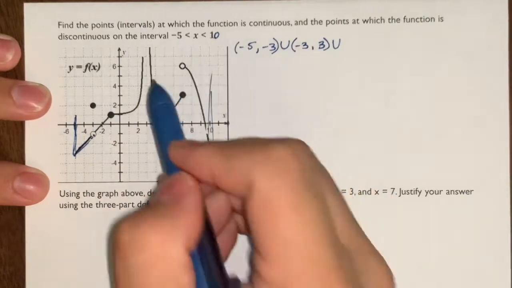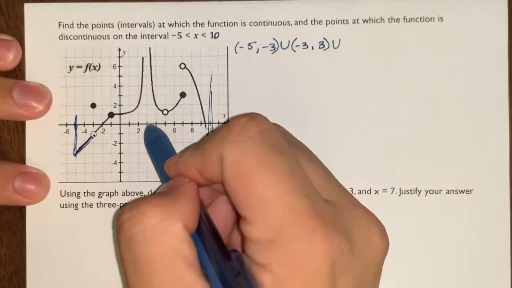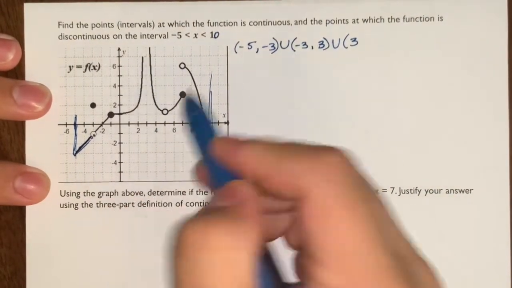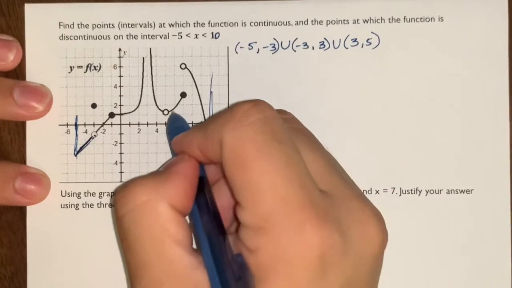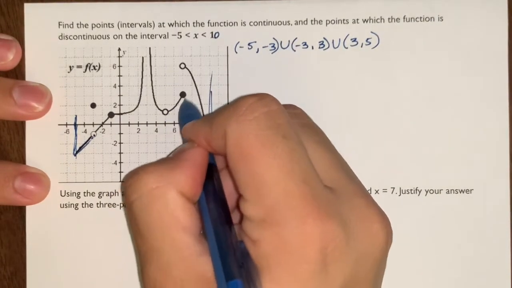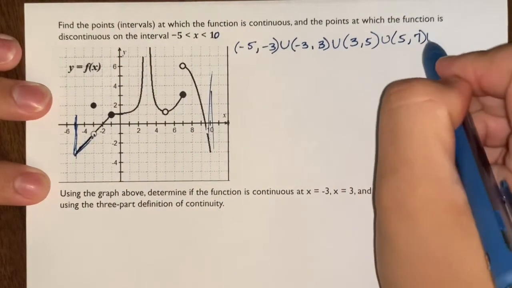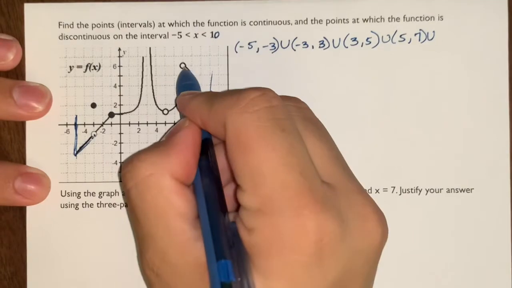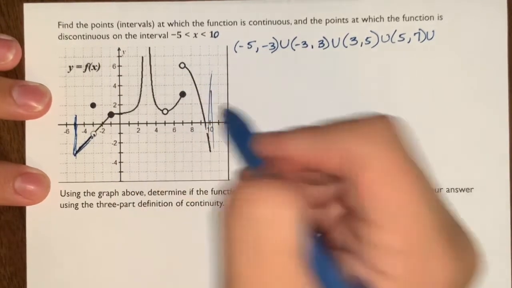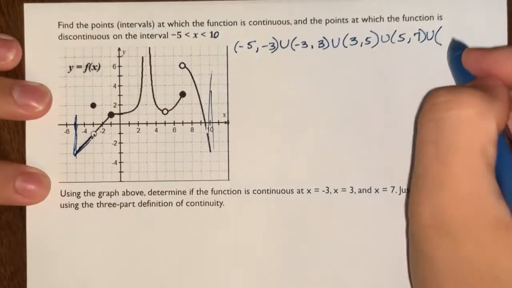And then it takes a break here. And then it's going to continue from +3, not including it, all the way until +5. Then it's going to take a little break with this hole, and then it's going to be continuous from +5 until +7. Then it's going to take another little break, and then it's going to continue on over here from +7 up until infinity. Or, well, let's just say 10, because that was where they wanted us to stop.